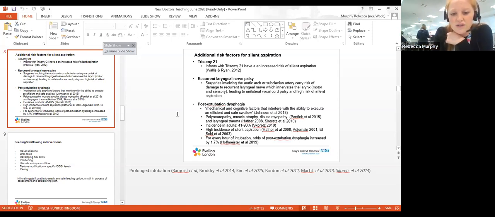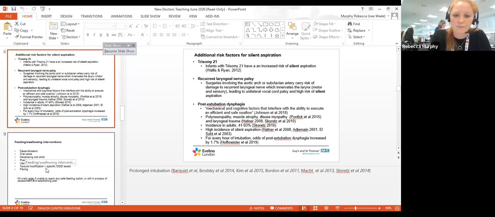And I just wanted to show this reference at the bottom, which says for every hour of intubation, the odds of post-extubation dysphagia increases by 1.7%, which I think is quite marked. These references all refer to adult studies, but I think we can assume some carryover into the infant population.